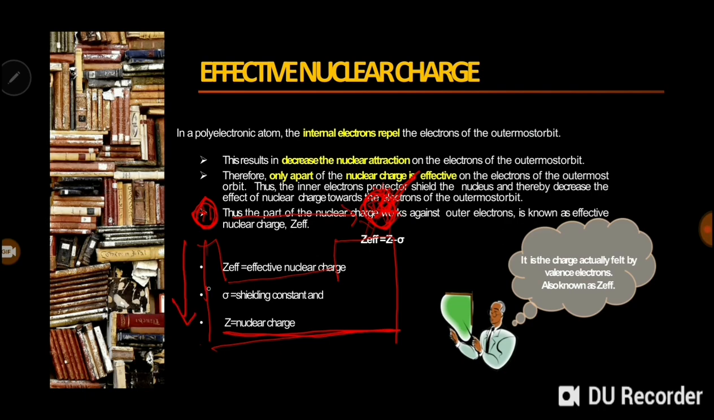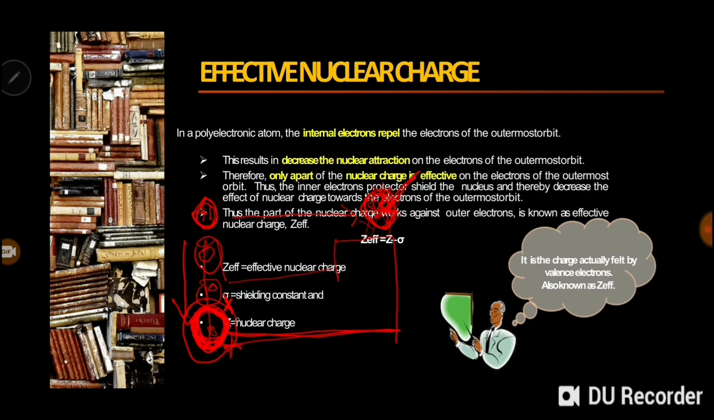By the way, going down the group, they have an increasing number of orbitals, but at the same time the number of valence electrons stays the same, so the effective nuclear charge decreases, because the inner electrons of the atom shield the valence electron from the attraction of the nucleus.